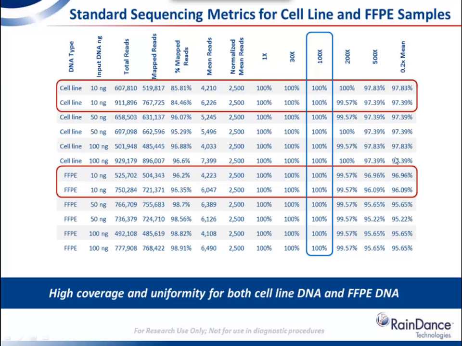On the very right is the 0.2x of the mean. This indicates the percentage of amplicons that have 0.2x of the mean reads or greater. This is one of our uniformity measures. So the higher the percentage, the more uniform the sequencing reads between amplicons. The more uniform the sequencing reads, the more samples can be processed per run. Whether it's cell line DNA or FFPE DNA, the ThunderBolts Cancer Panel delivers high coverage uniformity through all the target regions.